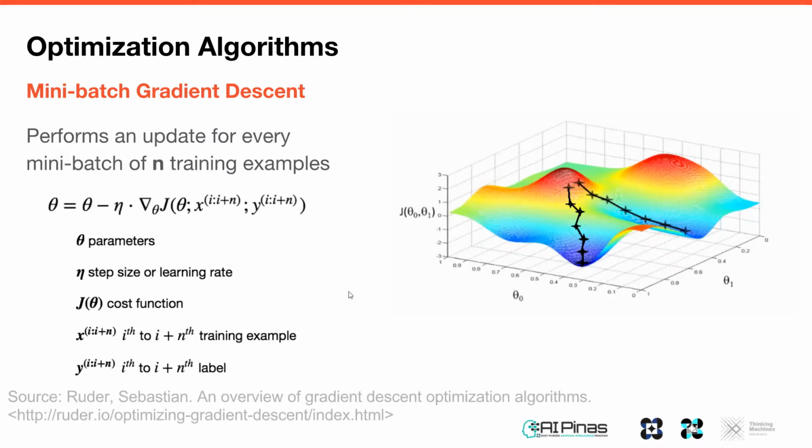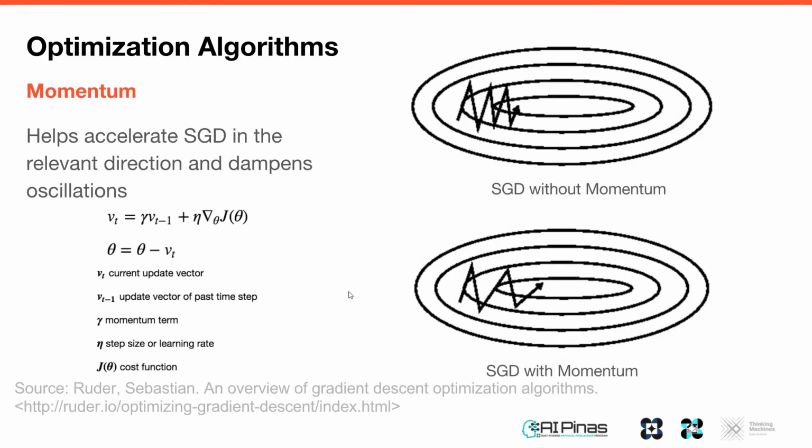Minibatch gradient descent performs an update for batches of training examples. So this is kind of midway between standard batch gradient descent and stochastic gradient descent, and is an improvement in many ways on both.